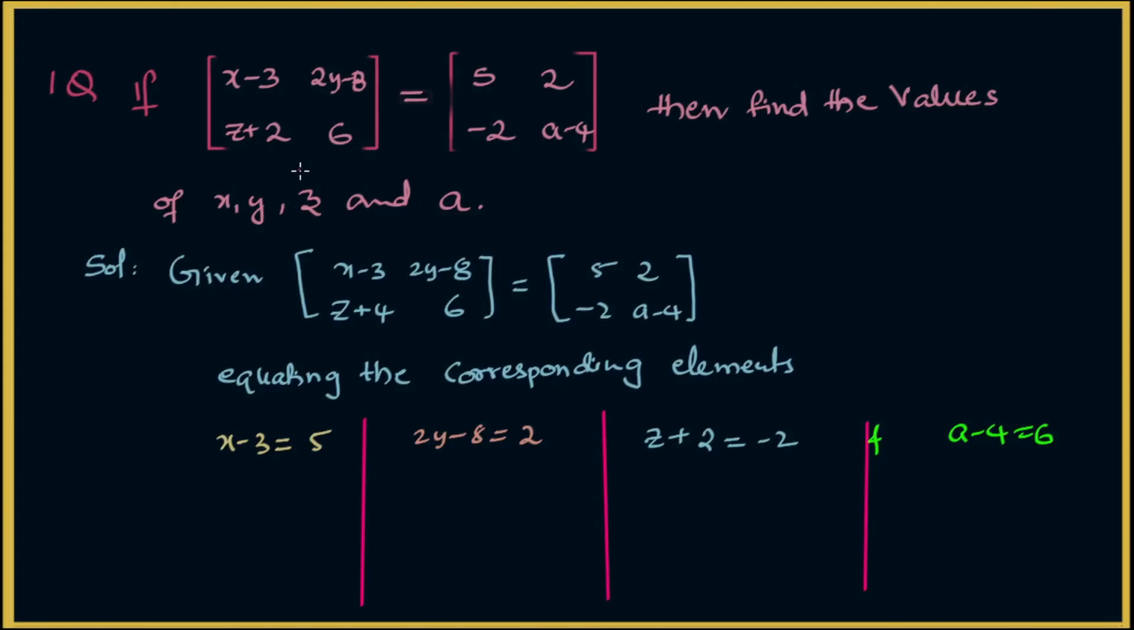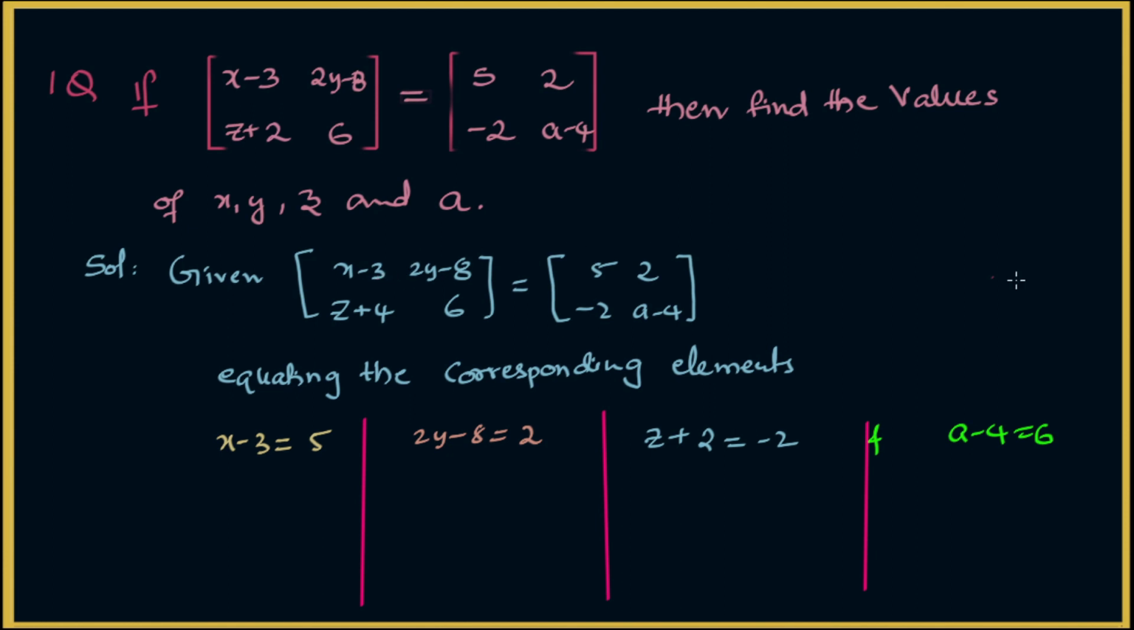Matrices VSAQs. Our first question: two matrices are given and they are equal. Then find the value of x, y, z and a. So first write down the given two matrices, and they are equal. If two matrices are equal, their corresponding elements are equal.